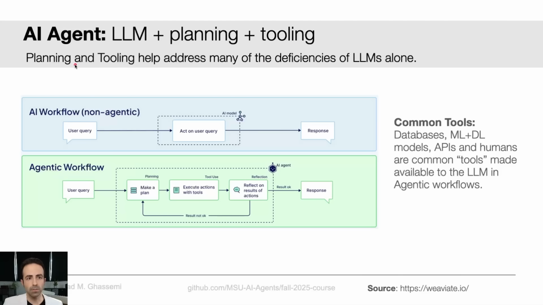And it's the latter two, the planning and the tooling, that helps address many of the deficiencies of the LLMs that we just discussed. Okay, what I'm showing you here, so it's very clear, is the difference between, let's say, an AI workflow that's not agentic, calling just an LLM, like let's say Llama 3 that's on your local machine. You put in a query, the AI takes your query, and it provides a response. That's it. Versus an agentic workflow, okay, where you provide a query, some planning occurs after that, tool use occurs.